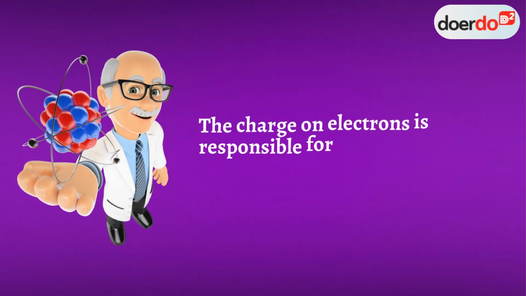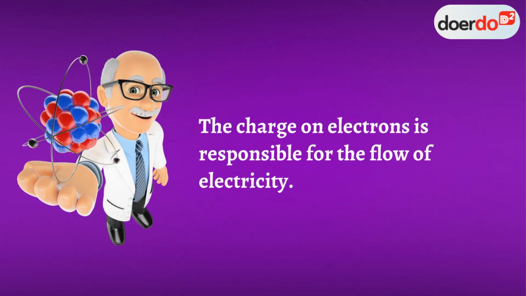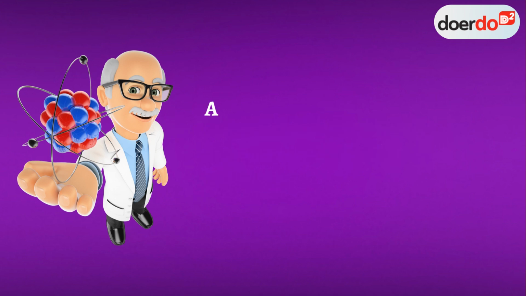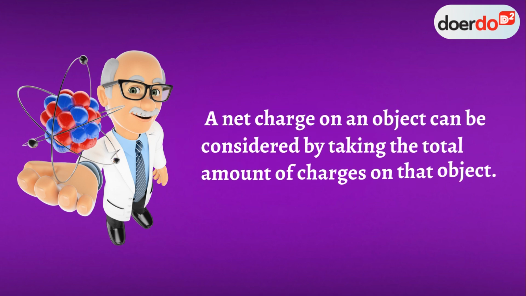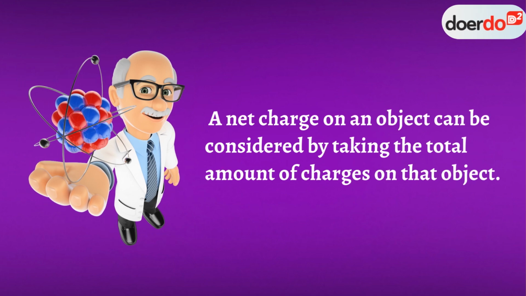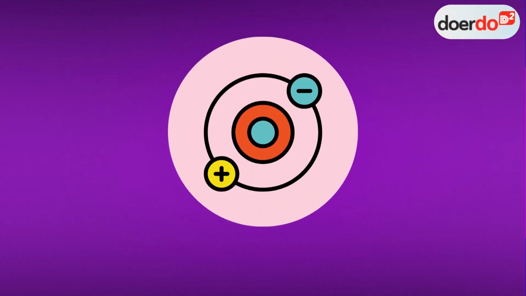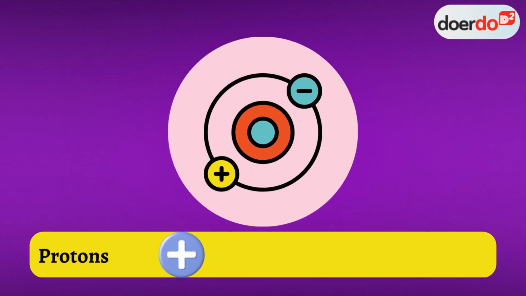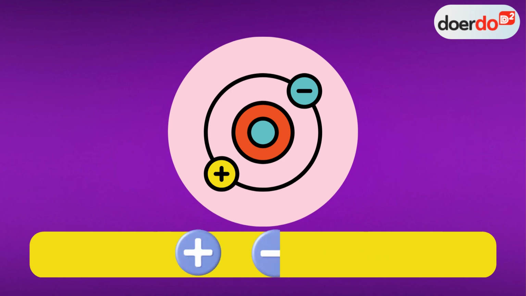The charge on electrons is responsible for the flow of electricity. A net charge on an object can be considered by taking the total amount of charges on that object. Here is an important thing to understand: although a proton has a positive charge, it does not take part in the flow of electricity. The flow of charges is only given in terms of electrons, as an electron has a negative charge, and a hole, which is the absence of an electron, has a positive charge.